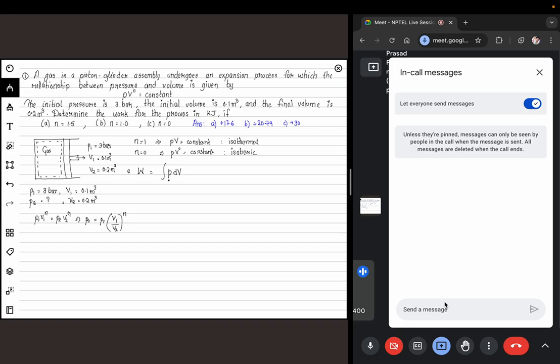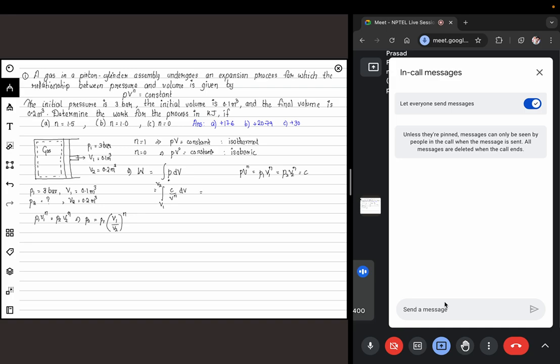So let us solve for the first case. We know PV^n equals constant, and that constant will be equal to P1 V1^n, which equals P2 V2^n. I'm just calling it C. From this I can write the equation of pressure as C by V^n, and the work is the integral of C by V^n dV, where my limits for integration will be between V1 to V2.